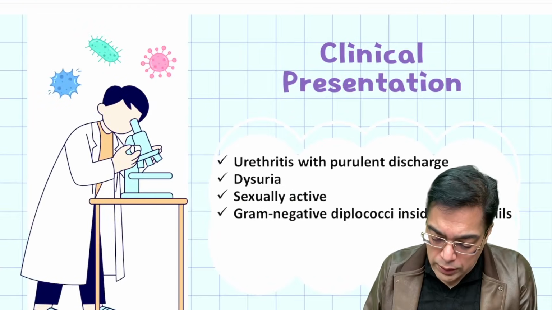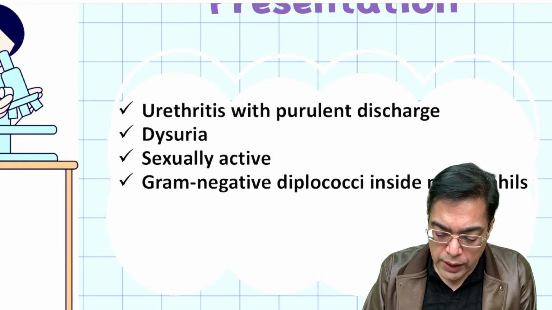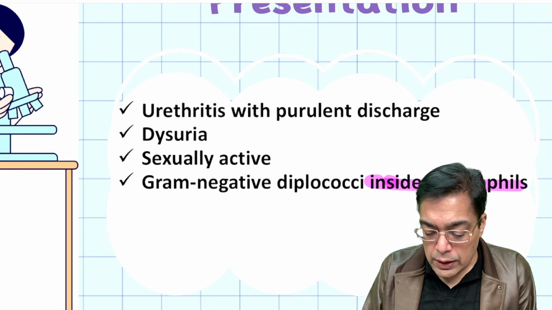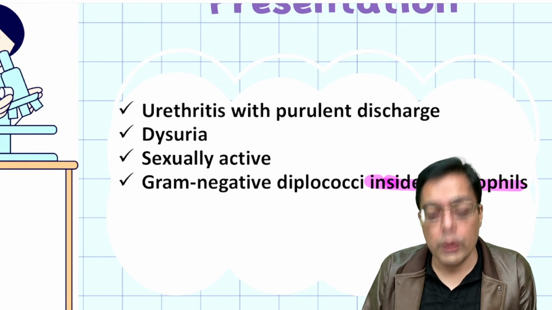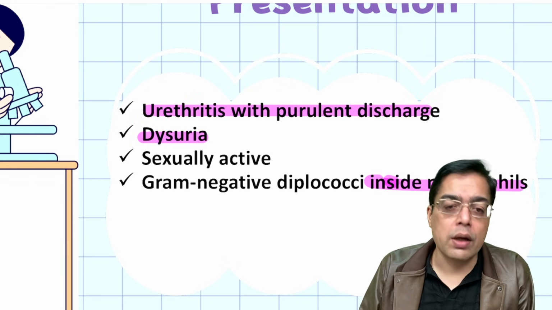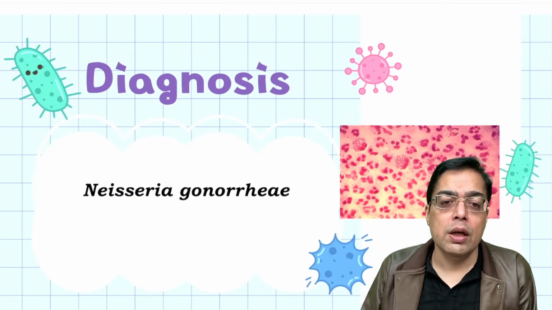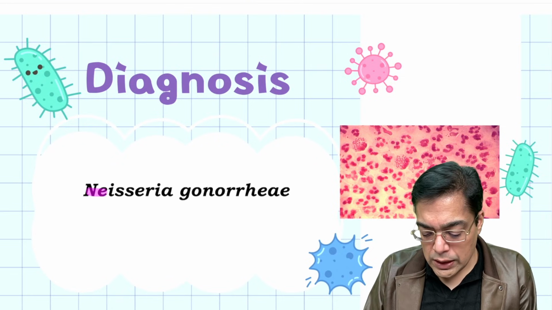Whenever I'm talking about the other important example of a bacteria, a gram-negative diplococci present inside the neutrophils and responsible for causing urethritis with a purulent discharge and dysuria, what I would be thinking in a sexually active individual is the infection caused by Neisseria gonorrhoeae.